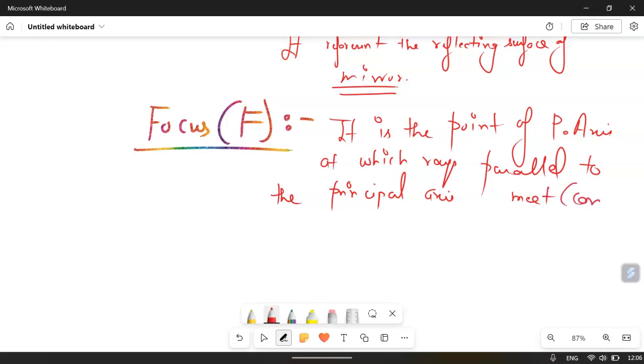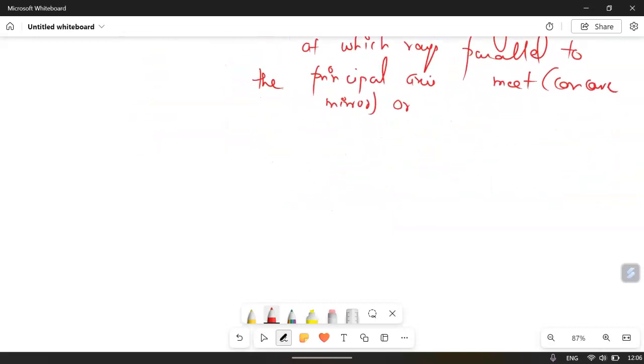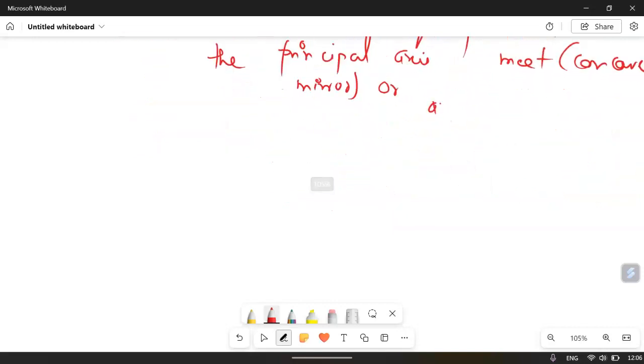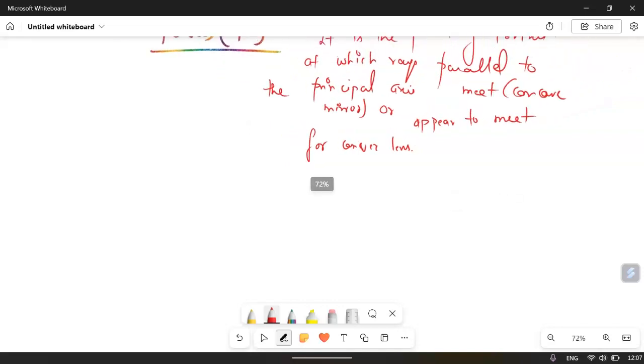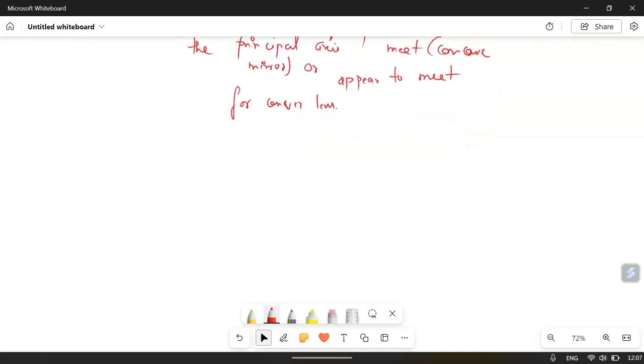For a concave mirror, we have heard about the rules, right? The light rays which come parallel to the principal axis meet at the focus point, or appear to meet for a convex mirror. Simply remember, it is the center point of P and C.